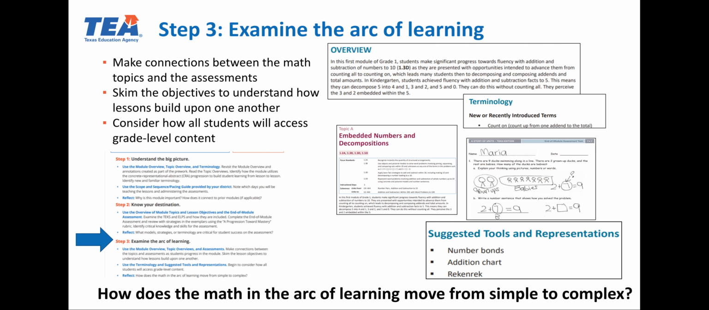So step 3, this is all about the arc of learning. You use all the same resources from the previous 2 steps: the module overview, the terminology list, the topic overview, and assessments. You look at the suggested tools and representations. The goal is to make connections across all these components to understand how the math is taught in the arc of learning. How does it move from simple to complex? And what impact does that have on providing access to grade level content?